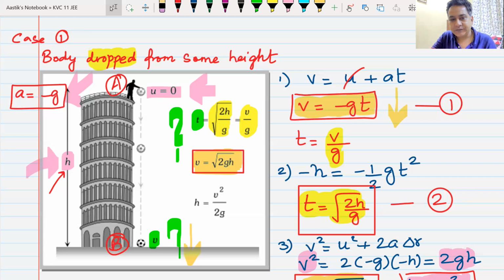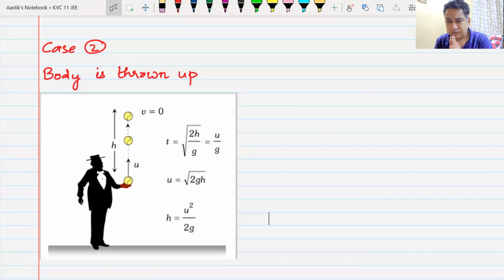In fact, I would be glad if you can tell me what are the similarities and what are the differences between the two cases. So I hope you have written the heading, and you can see a small diagram also where someone is throwing the ball up. Everyone understand this? The scenario is pretty simple. We have thrown the ball up, and then we are supposed to find out what all things are unknown, and we should know what all things are known.